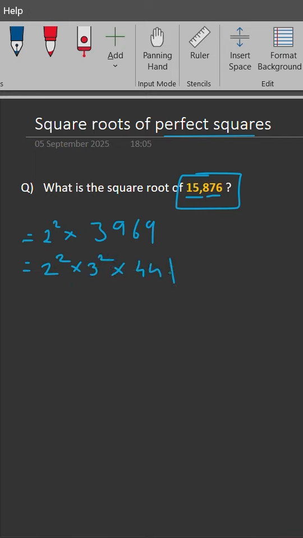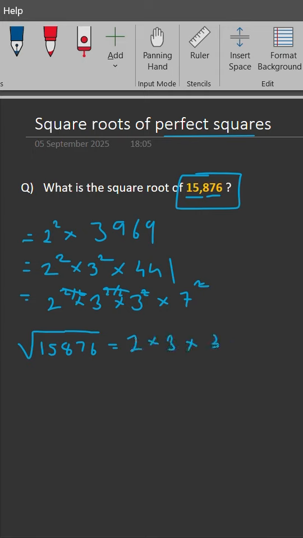Again, 441 is 4 plus 4 plus 1, which is 9, so again divisible by 9. Same thing, 2 squared into 3 squared into 3 squared into 49. 49 is nothing but 7 squared, so we'll just take 7 squared. Now to find the root, finally, the root of 15876 would be, you divide everything by 2. Since they all are just 2, we can just cut them. And you have 2 into 3 into 3 into 7, which would be 6 into 21, which would be 126. 126 is the square root of 15,876.